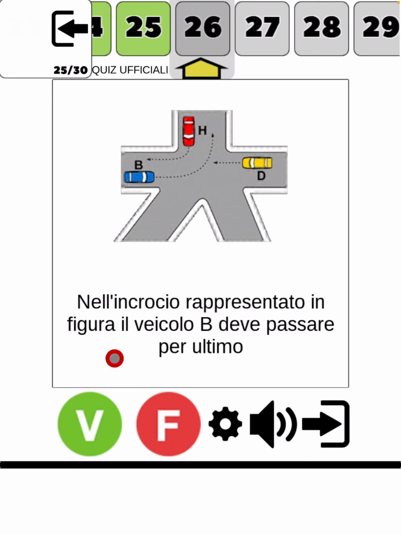Okay, let's see. Vehicle A will be the first car to pass. Vehicle D will follow. B will be the last one to pass. At the intersection shown in the figure, vehicle B must pass last. Yes, the question is vero, because it's going towards his left. If it were going straight, he would be the first one to pass. But as it is going this way, he will be the last one to pass. The question is vero.